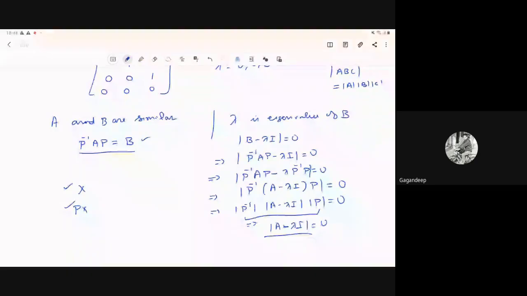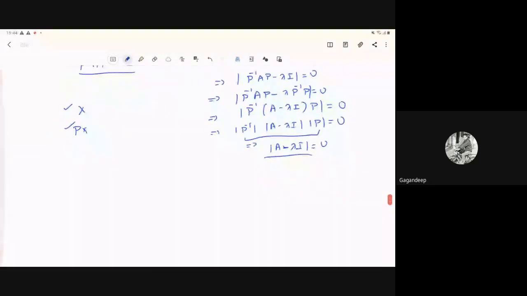Final point for today's lecture. Then the lecture is finished. What is that? Suppose A is a diagonalizable matrix. So P inverse AP is equal to a diagonal matrix. Am I right? By definition. If A is a diagonalizable matrix, then P inverse AP is a diagonal matrix.